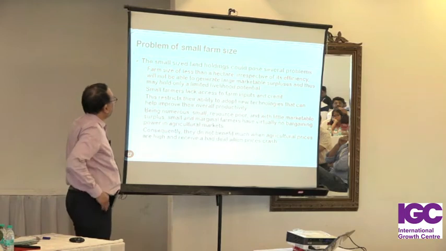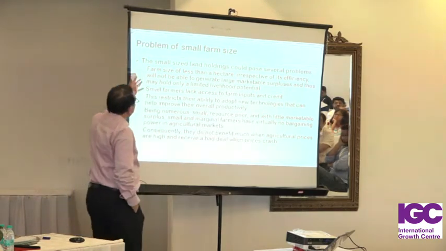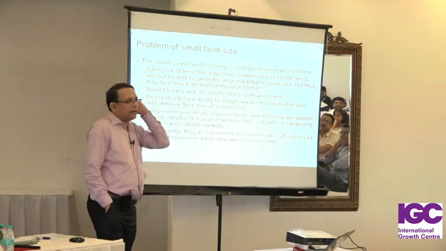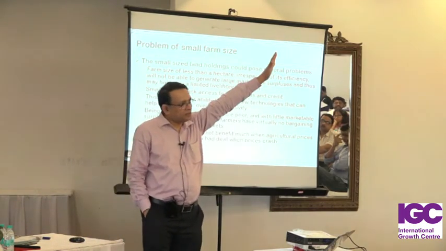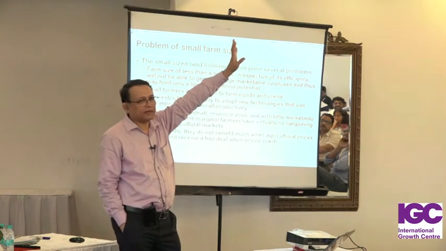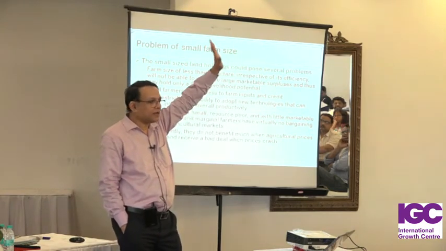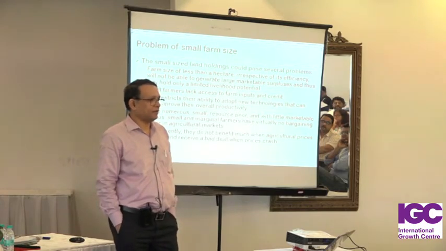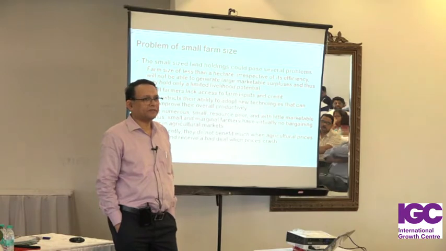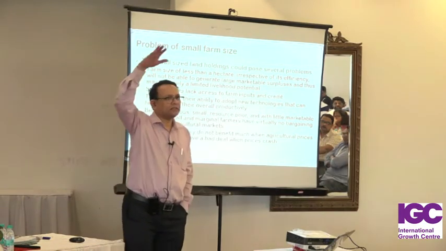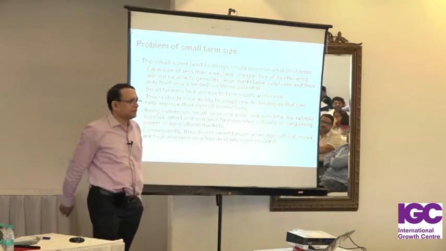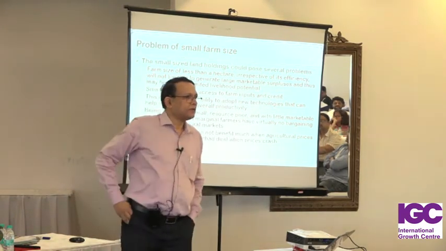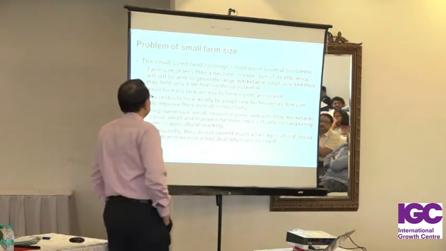Now what does that mean? It means that when you have a farm size which is so small, let us assume you are at peak efficiency. With 0.4 hectares, how much marketable surplus can you generate for a decent livelihood? Even if you are the most efficient farmer on earth, with 0.4 hectares, nothing much can come out. You have to recognize that.